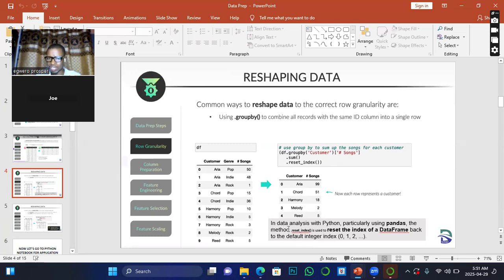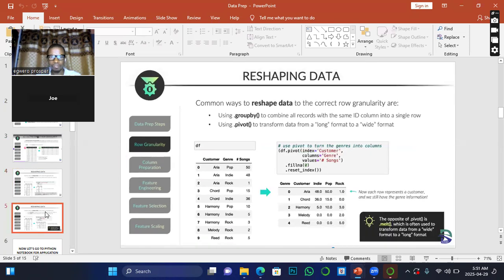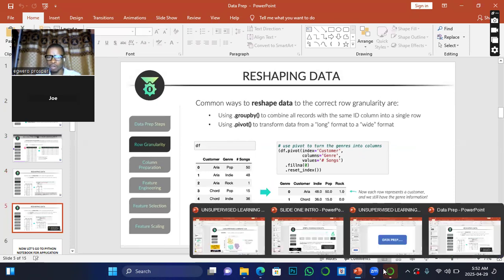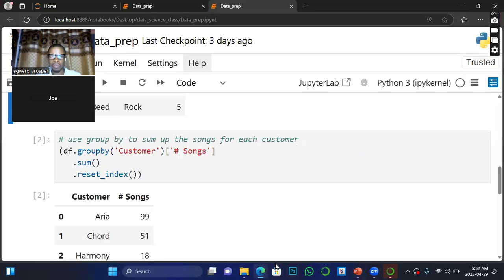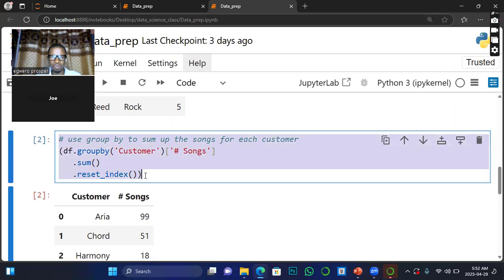Then I said in data analysis with Python, particularly using pandas, the method .reset_index is used to reset the index of a data frame back to the default integer index, which is what we have derived here. So if you look at it here, we have .groupby, we have what? .pivot. So if I go back to my data set now, which is the practical I really want us to do, I have already prepared it. This is the function, so I will just take the whole of this, Control C, then go back to where we are.